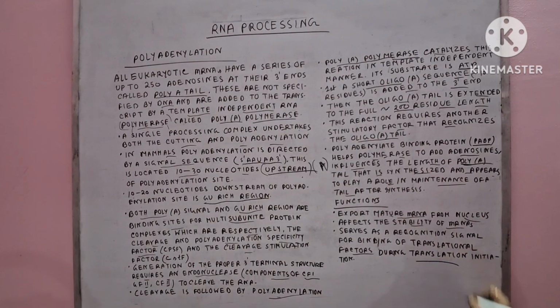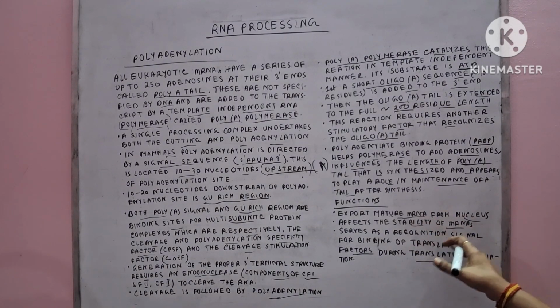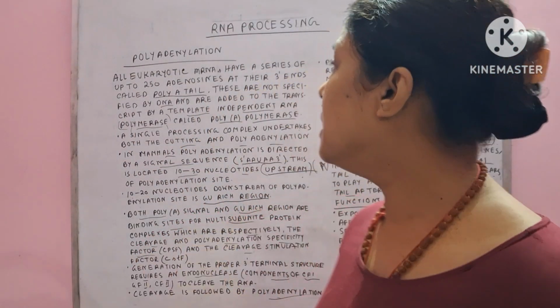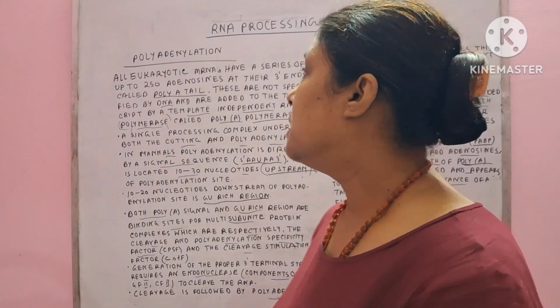Obviously, I have already described the translation process in my previous video, so you just check it out, and the Orbel hypothesis and other topics related to translation I have already explained in my channel, so you just check them out. Okay, so here the polyadenylation process is described completely. I think you understood.